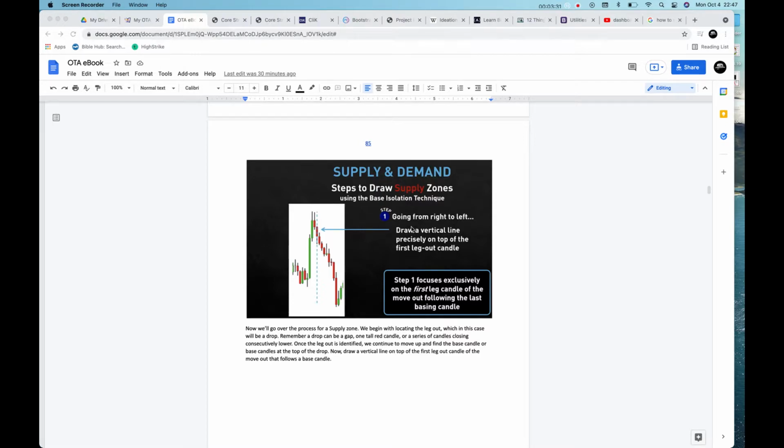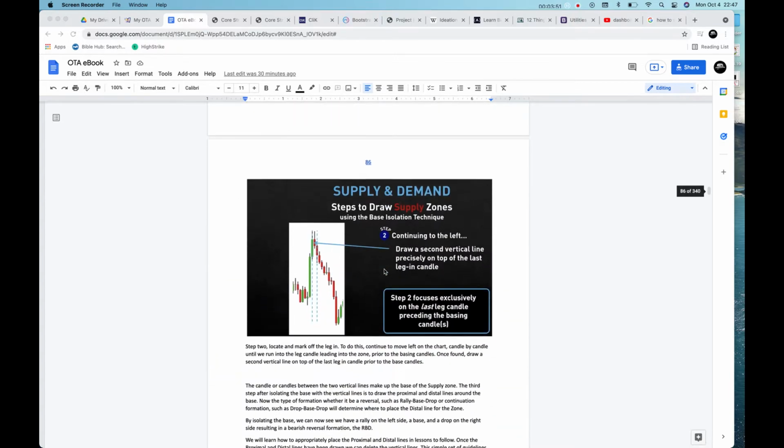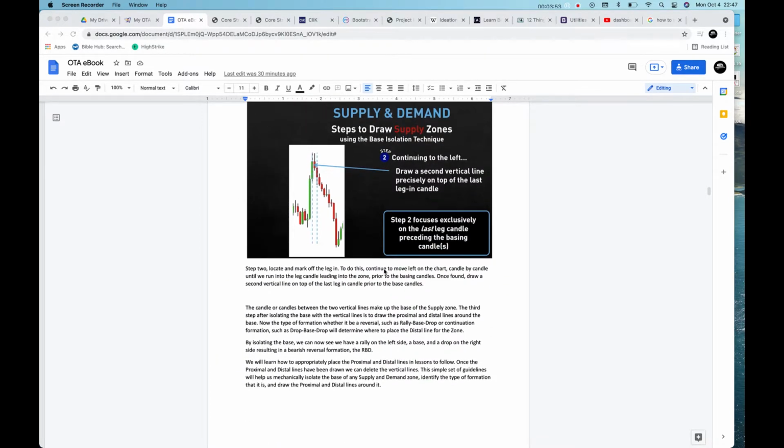But anyway, once the leg out is identified, we continue to move up and find the base candle or base candles at the top of the drop. And then we're going to draw a vertical line on top of the first leg out candle of the move out that follows a base candle. And I'm going to illustrate this once we get to the end of the summary.